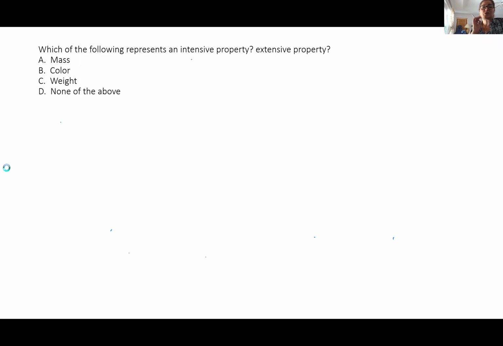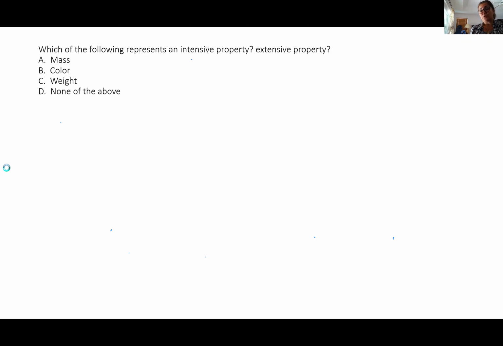For the next question, which one is an intensive property and which one is an extensive property? An intensive property does not depend on the size of the sample. If you look at mass, the more object you have, the greater the size of the object, the greater the mass is going to be. The weight, which is the gravitational force, also is going to be greater. So mass, weight and volume are extensive properties, but an intensive property would be color.